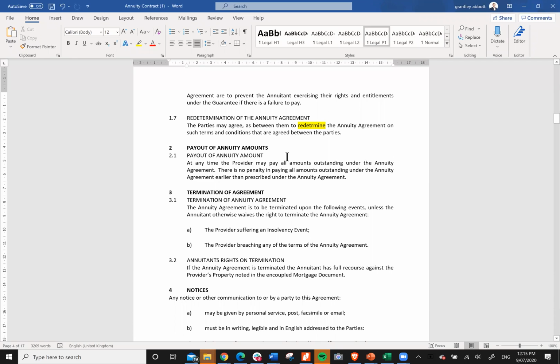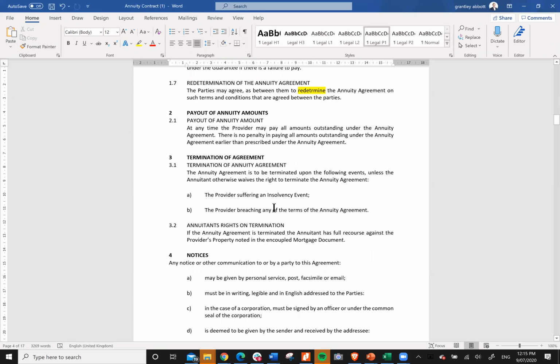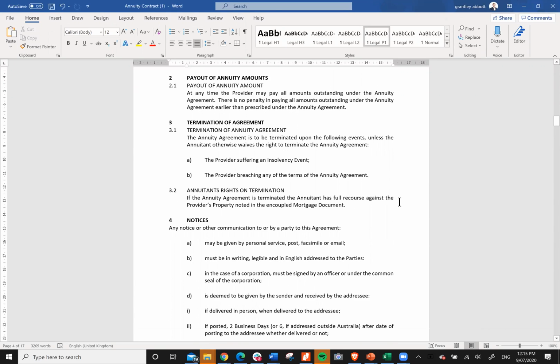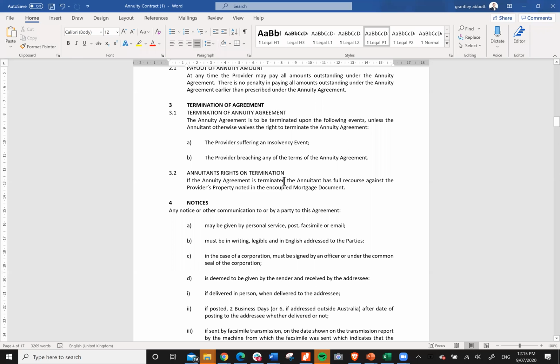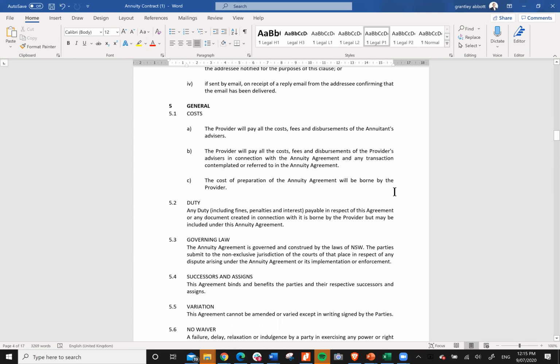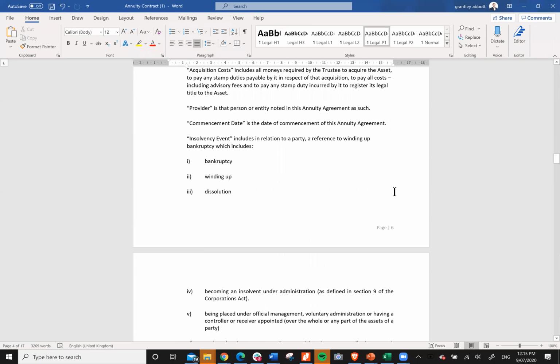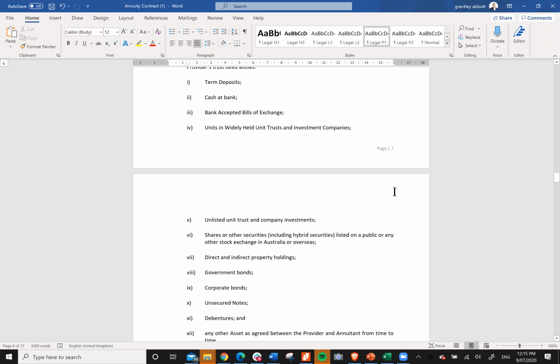Payout of the annuity amounts. So at any time, the provider may pay all the amounts without any penalties. Termination of the agreement, which is insolvency, etc., or breaching any of the terms. And then the annuitant's rights on termination is to get full recourse. You've got your notices, all of that, and then it can be varied. And then down the bottom, we have our signing pages.